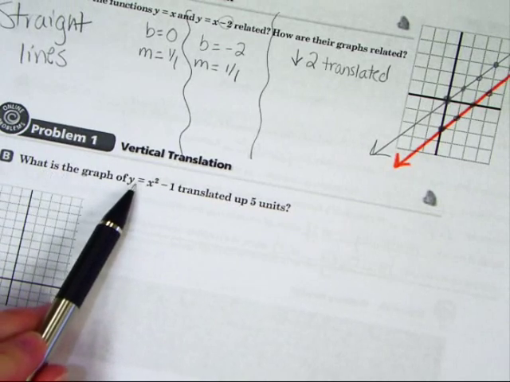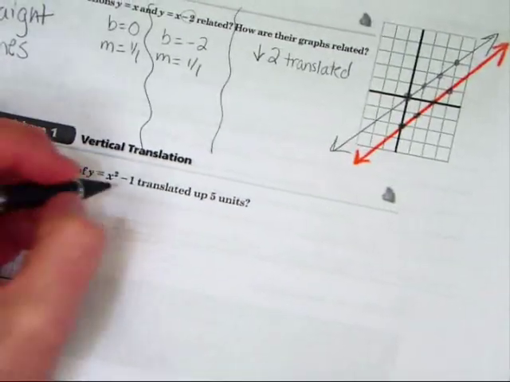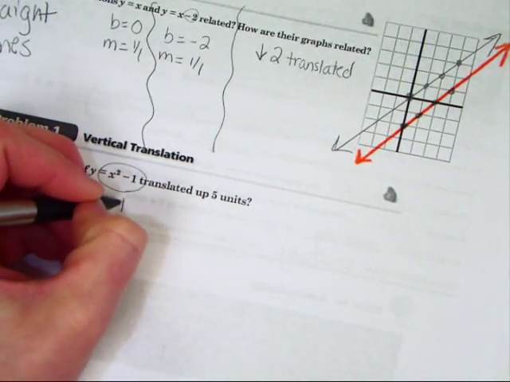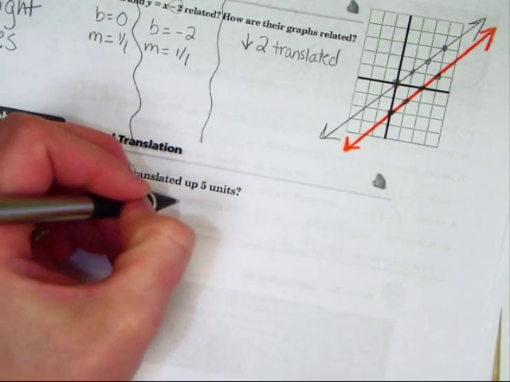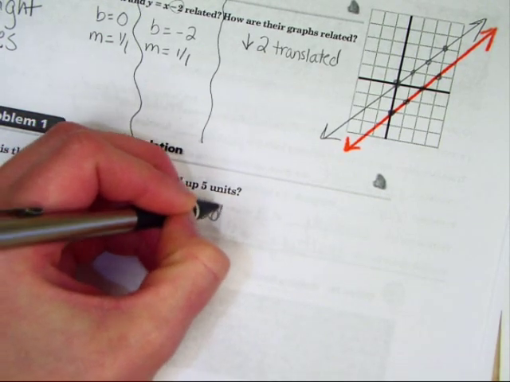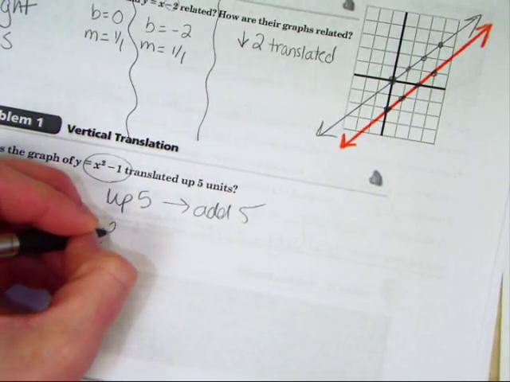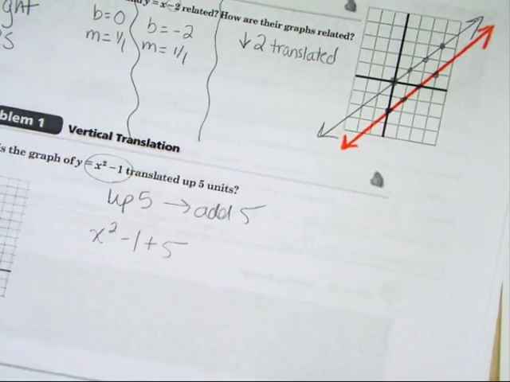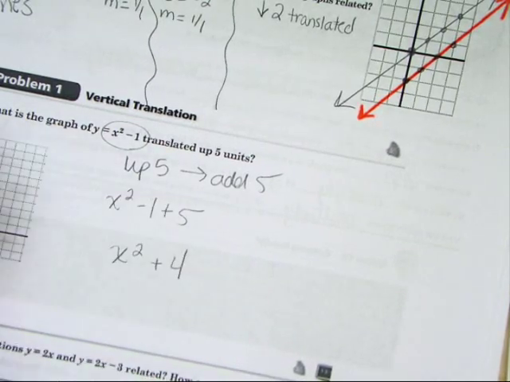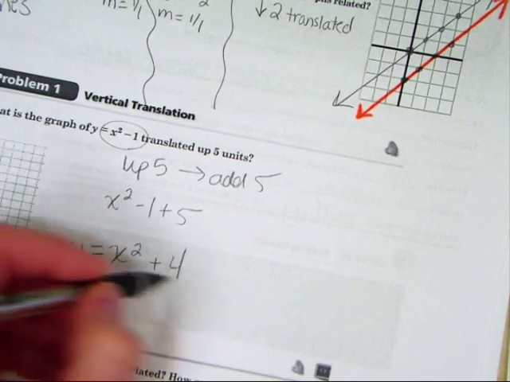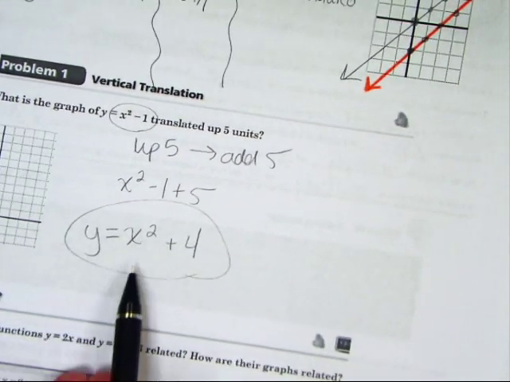Alright, let's talk about part B. What is the graph of y equals x squared minus 1 translated up 5 units? Well, if I need to move this thing up 5, I'm going to write add 5 at the end. So I'll do x squared minus 1 plus 5. So that would be x squared plus 4. Okay? And that's all there is to it. This is the translation up 5. Now, how do you graph parabolas?